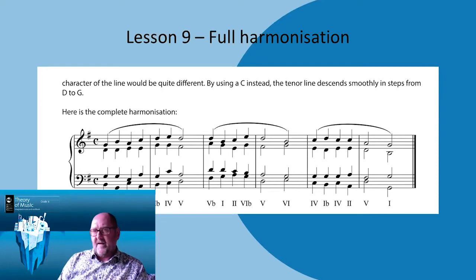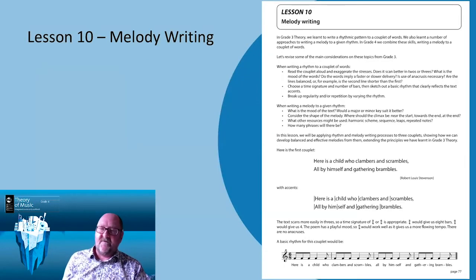Right. So this follows on from grade 3. What I do, I work through, I think there's 3, maybe 4 examples in this lesson, where I start with the couplet, and then we develop a basic rhythm from the couplet, as you can see at the bottom of the page. There's an assessment of the mood of the couplet, and what time signature would be most appropriate for the text.